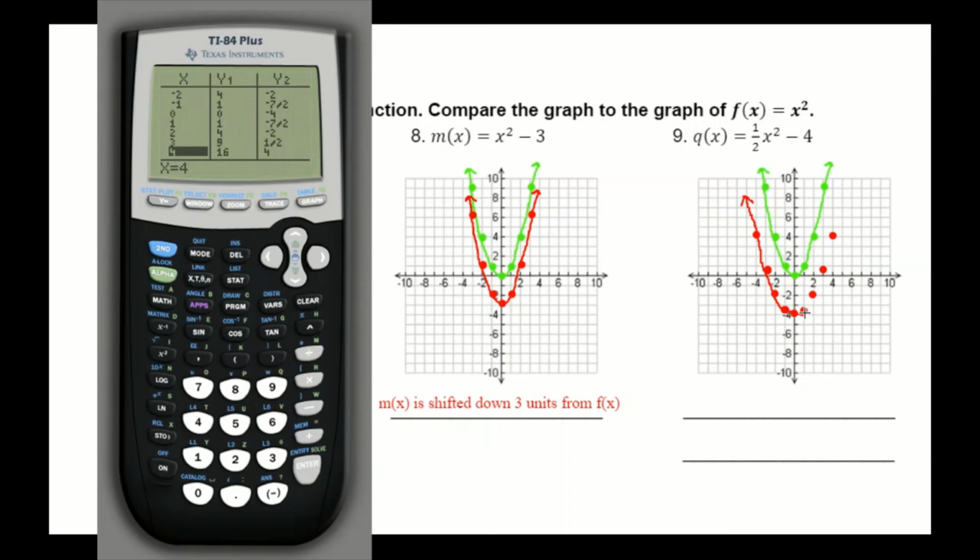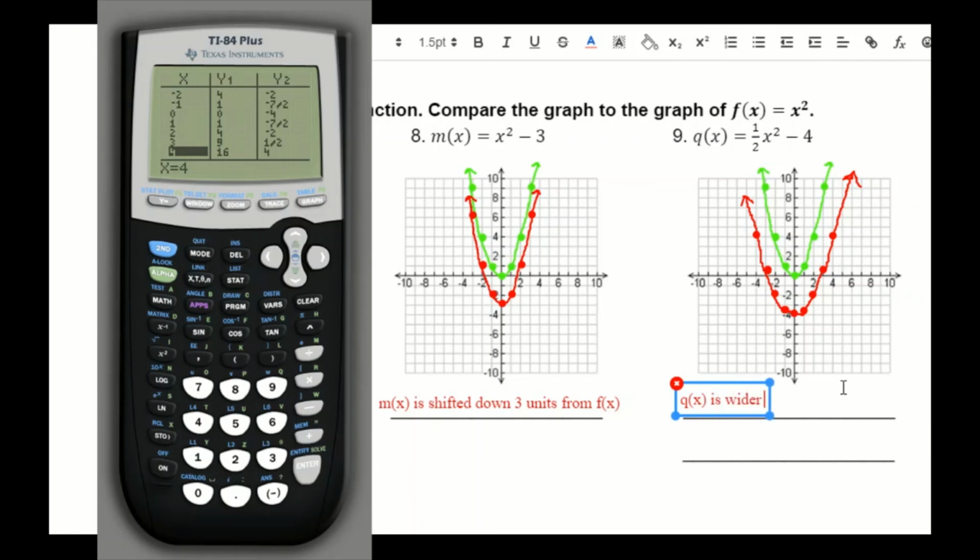So this one has 2 different transformations. The first one being that it is wider, so we're going to say q of x is wider than f of x, and we'll say that q of x has been shifted down 4 units. Okay, so we have to make sure we describe both of those.